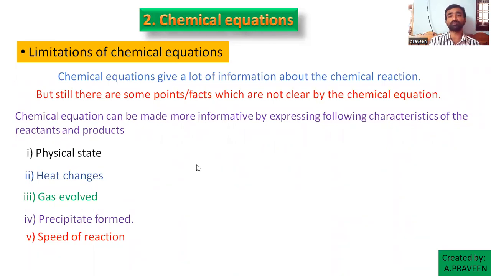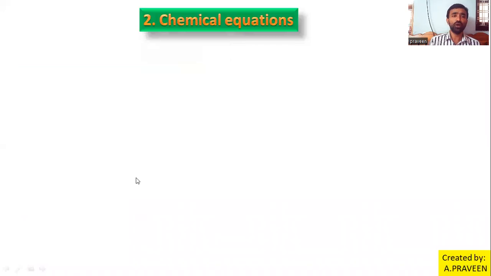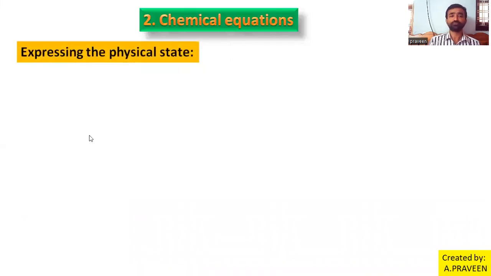Then how to overcome these problems? Just follow these: represent the physical state, indicate heat changes, indicate gases evolved or the precipitate formed by a symbol. Speed changes, that means maintaining the temperature or giving heat energy, or maintaining a certain pressure. These will all be solved by indicating them in the chemical equation. So how to make your chemical equation more informative?